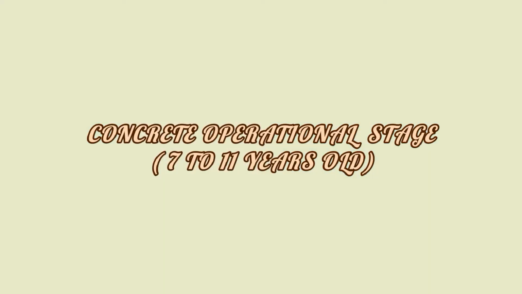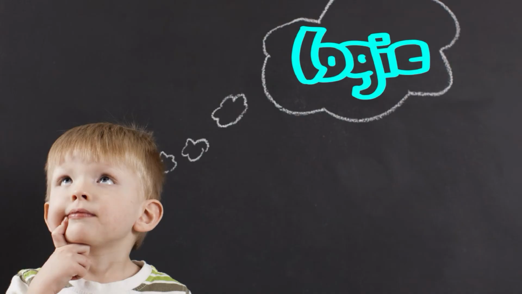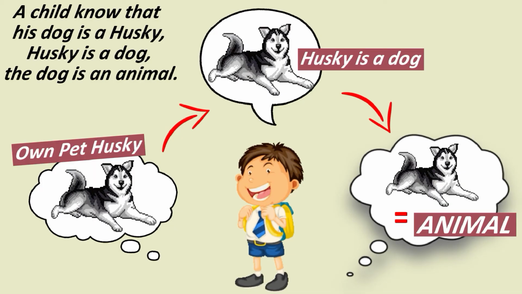Concrete operational stage, 7 to 11 years old. Children understand conservation and can think logically, but their thinking is still limited. They can reverse operations in this stage.